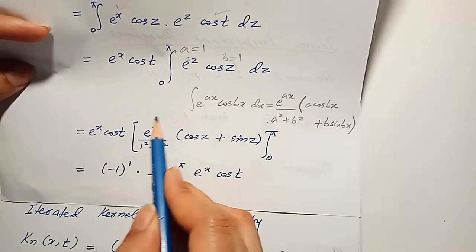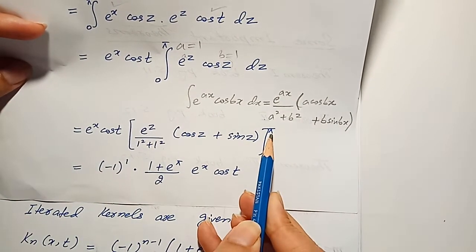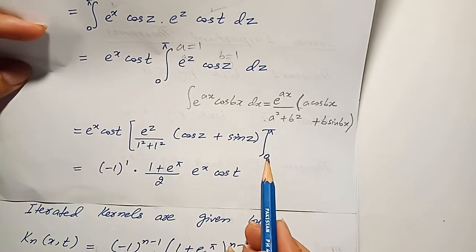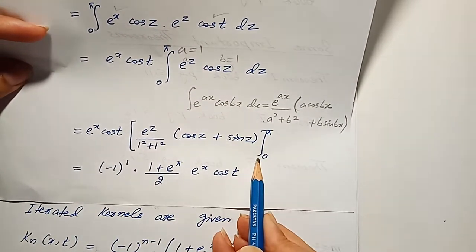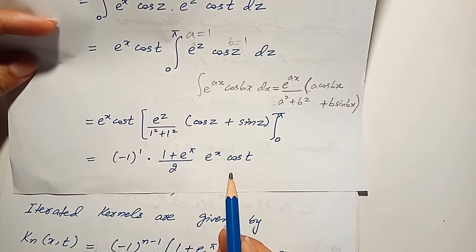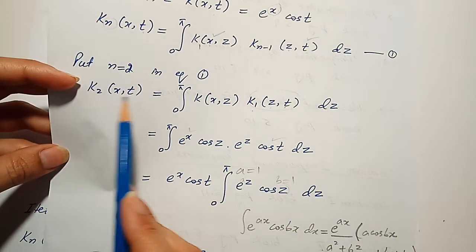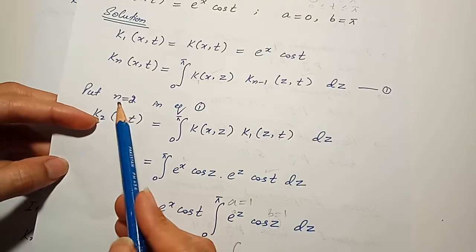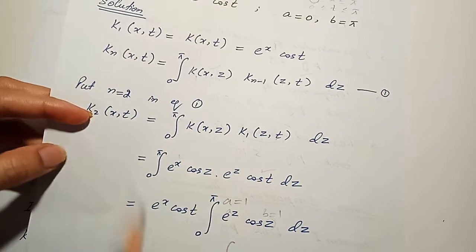First of all, I will put the upper limit pi in place of z. Then I will write the minus sign, and in place of z I will put the lower limit 0. Then simplify. After simplification, I will get this answer. I got k2 of x,t. Now I need k3 of x,t, so you have to put n equals 3 in your nth iterated kernel.